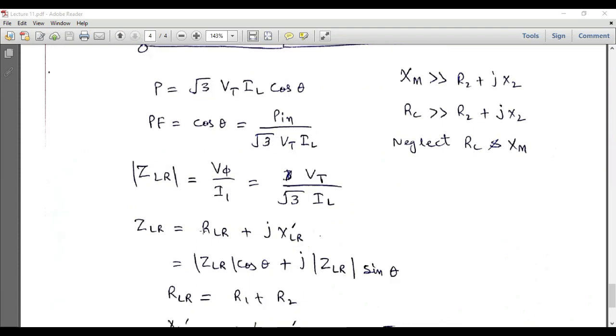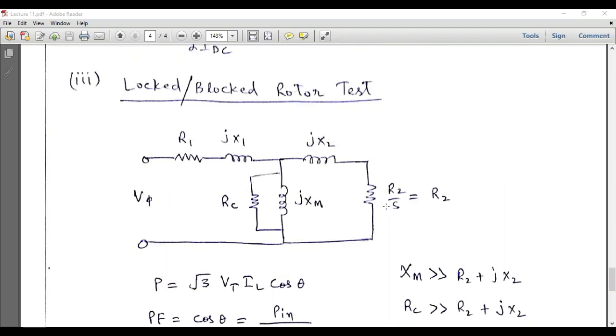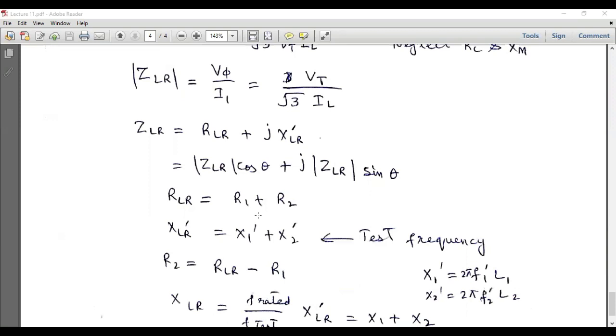So locked rotor impedance is equal to the real part plus the imaginary part. And the real part is actually the horizontal component of this locked rotor impedance. This imaginary part is actually the vertical component of this locked rotor impedance. So this is given by j ZLR magnitude sine theta, and R locked rotor is equal to R1 plus R2, and this is the locked rotor resistance, which is the sum of the stator and the rotor winding resistances. Similarly, locked rotor reactance will be equal to X1 plus X2.